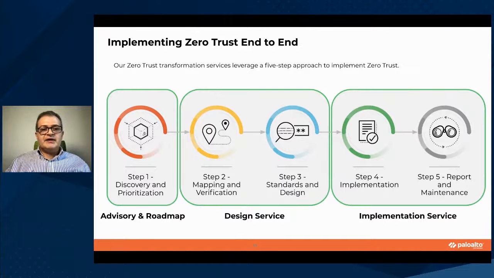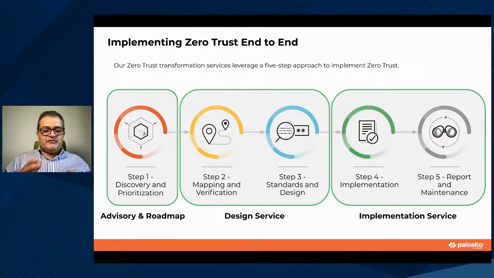And the second and the third steps, these are the design services. So how can we map and verify all the components of zero trust distributed across the network? How can we make sure that the identity of users is spread all over the network? How do we put the standards and the design in place to make sure that we can enforce this zero trust that we're designing? In the last part, steps 4 and 5, these are the implementation services.